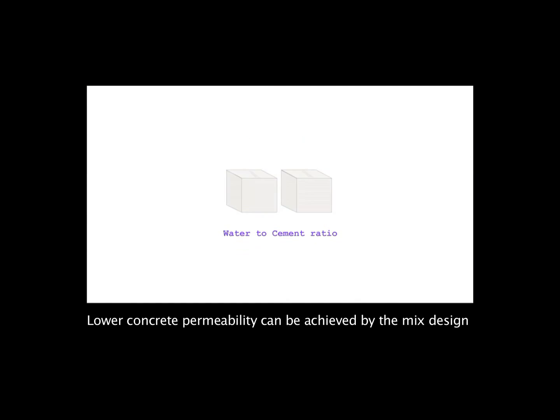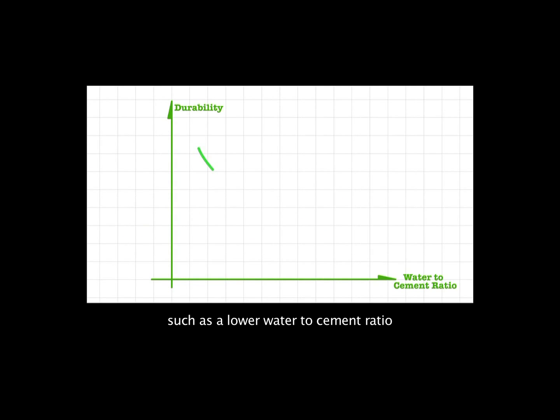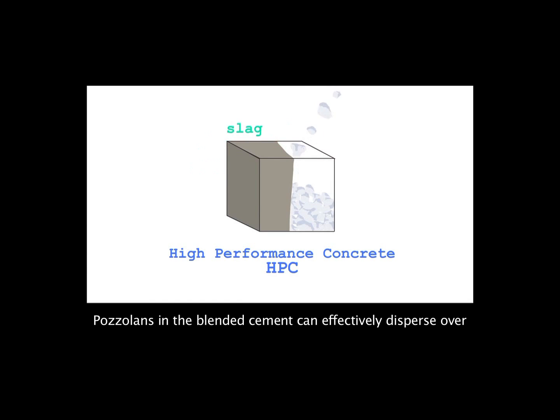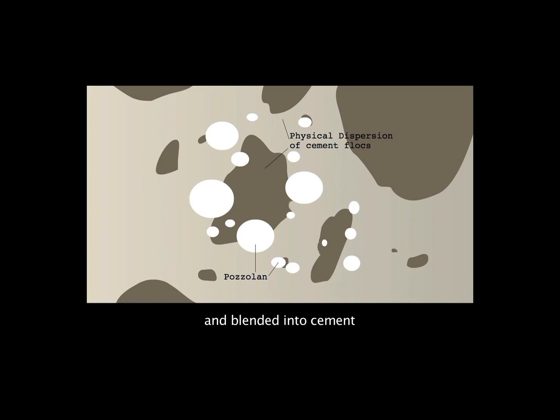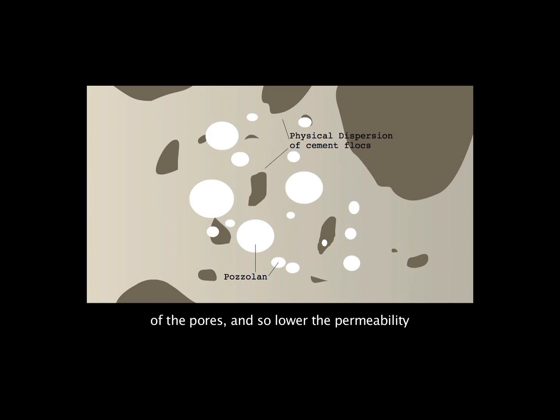Lower concrete permeability can be achieved by the mix design, such as a lower water to cement ratio, and the inclusion of blended cement to produce high-performance concrete. Examples of blended cement are fly ash, silica fume, and slag. Pozzolans in the blended cement can effectively disperse and blend into cement. Its pozzolanic reaction and microfiller effect block the continuity of the pores, and so lower the permeability.